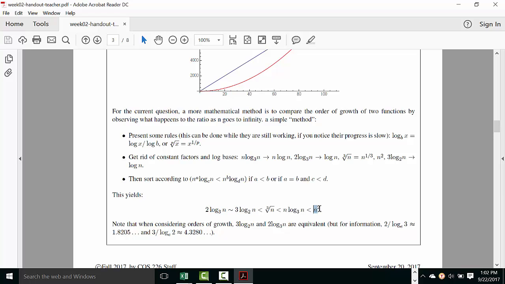And clearly n squared is the largest of them. And then we know n log n is probably less than n squared. But the only relationship that we have to derive from here is this one. So here you can think of this as n to the 1/3 and n log n. According to this formula, if a is less than b, so if a is 1/3, b is 1, that's what we use to conclude that the n to the third root is less than n log n.